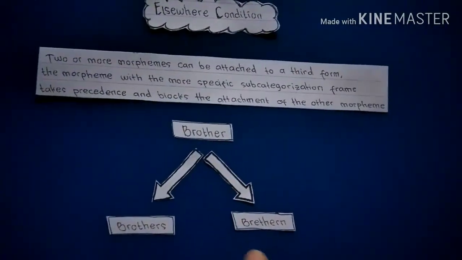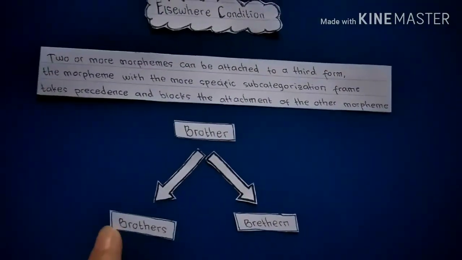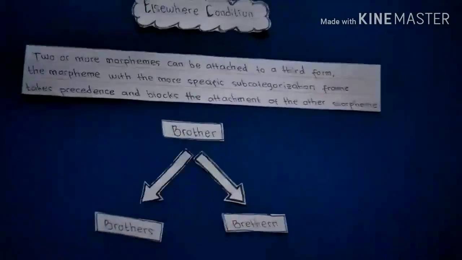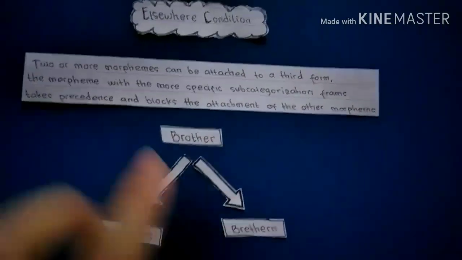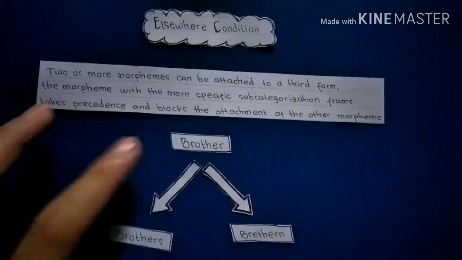So, the morpheme brethren blocks the attachment of other morphemes, in this case brothers and brother. Also, brethren comes from the word brother, but brethren has a different morpheme from brother.